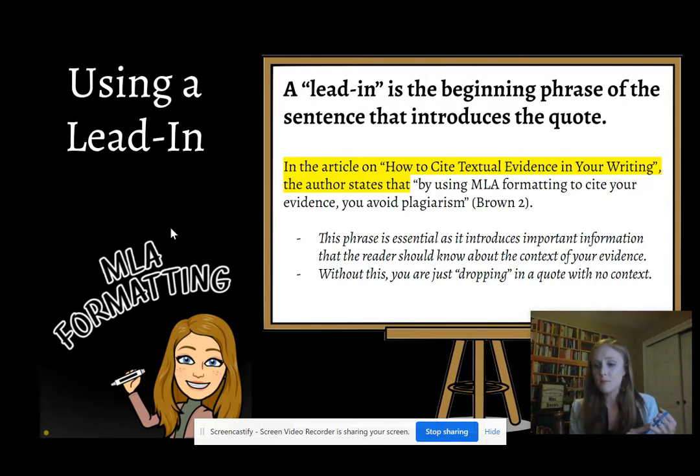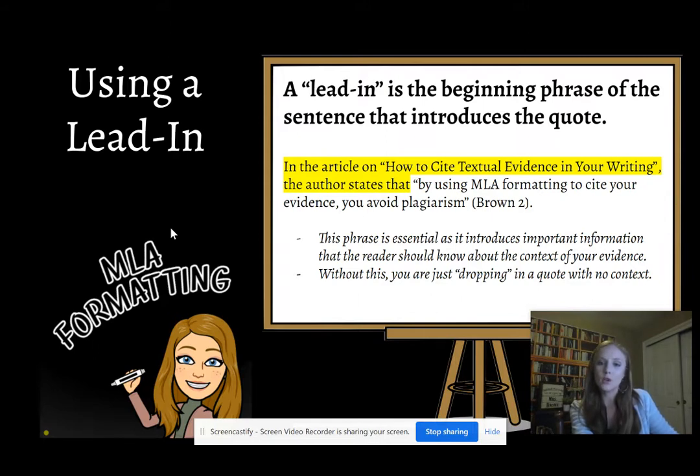Where did the evidence come from? Who is saying whatever it is that you're quoting? What is the article that you're quoting from about? Your lead-in could be multiple sentences. It doesn't have to be just a phrase, but you do need some sort of phrase that introduces the quote. Without this, you are just dropping in a quote with no context, and your reader is going to have no idea where your quote came from, right?